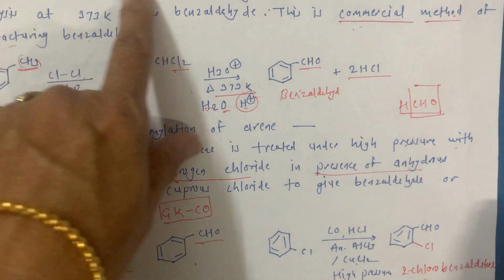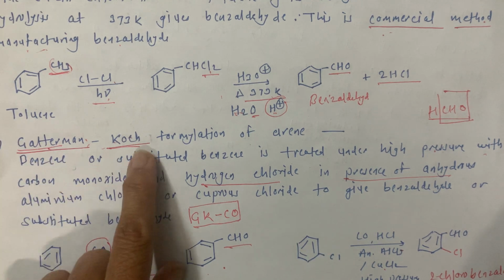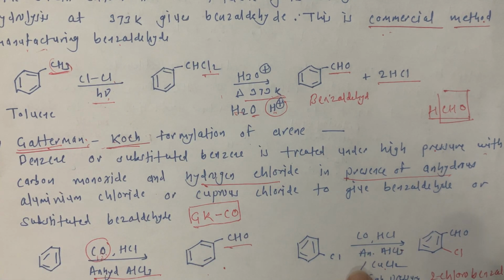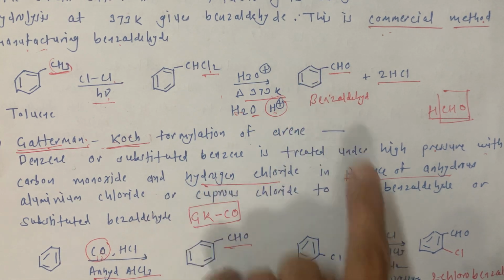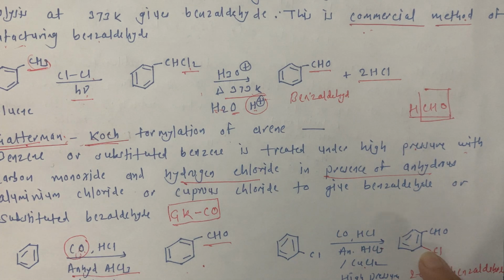So by side chain chlorination of toluene, then we studied Gattermann-Koch formylation of arene. We get benzaldehyde. Here also we get benzaldehyde. Here also we get benzaldehyde. This is our substituted benzaldehyde.